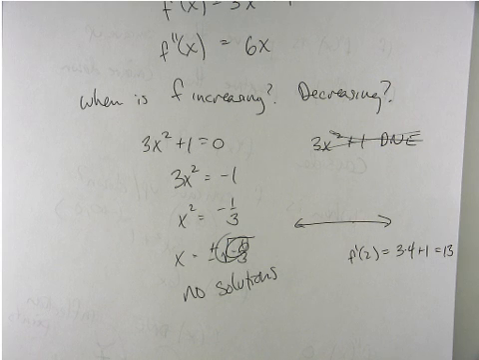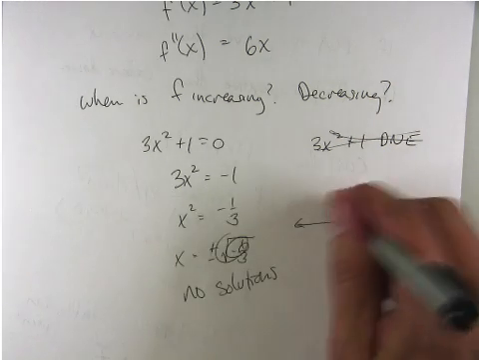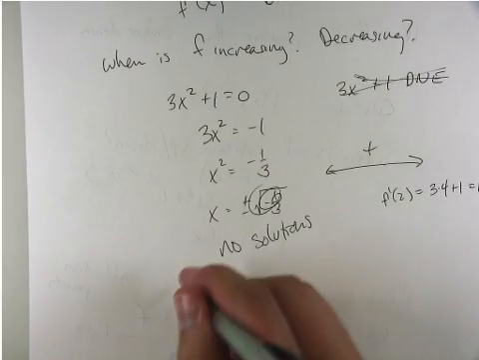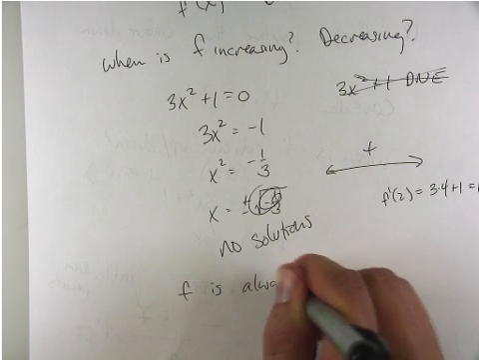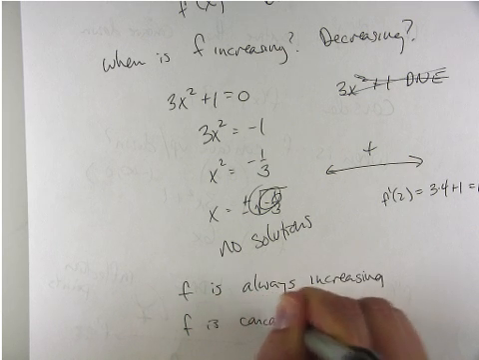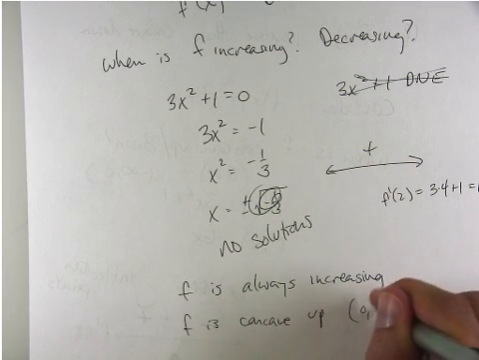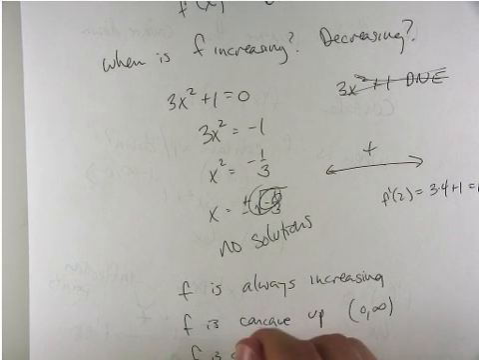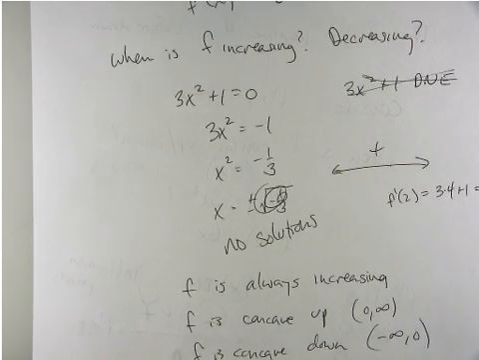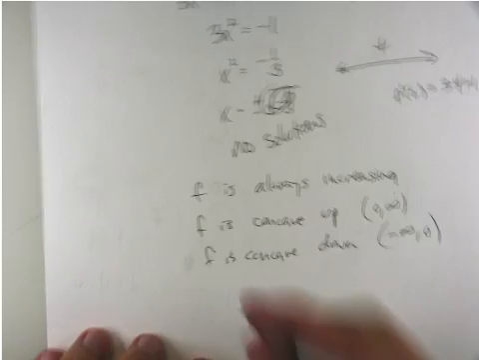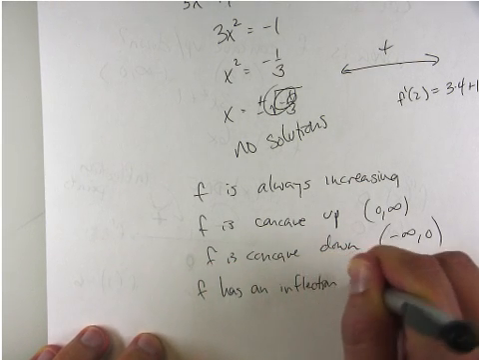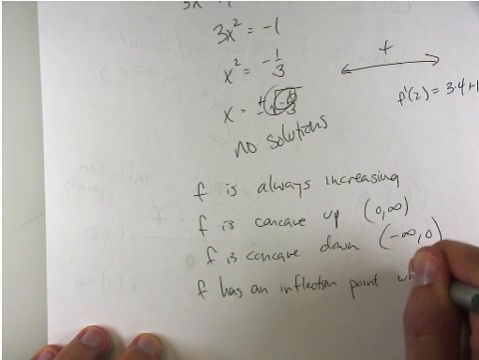Do I care that it's 13? No, I just care that it's positive. So what's that telling me about F? Always increasing. F is always increasing. F is concave up, 0 to infinity. F is concave down, negative infinity to 0. F has an inflection point when x equals 0.